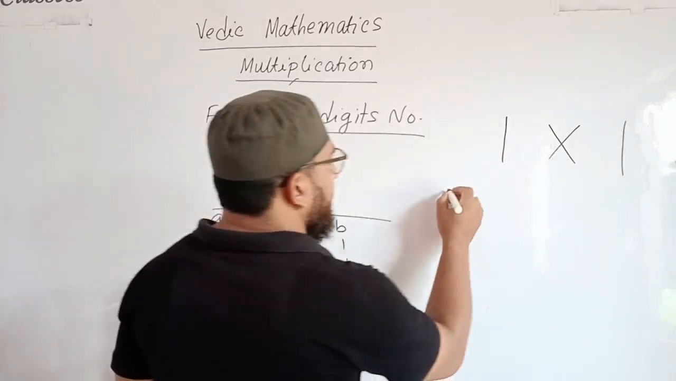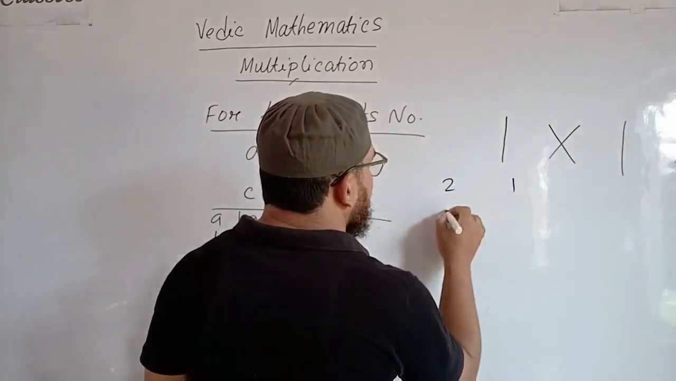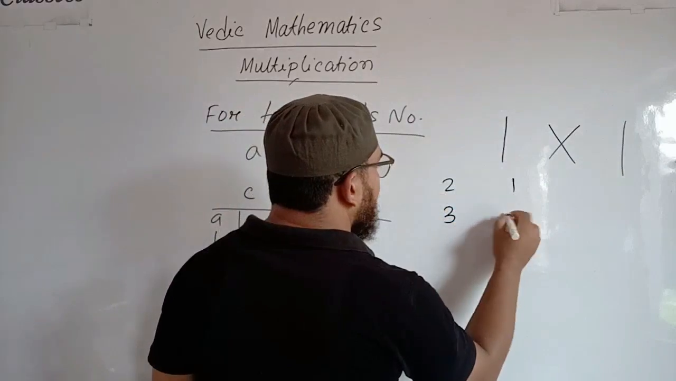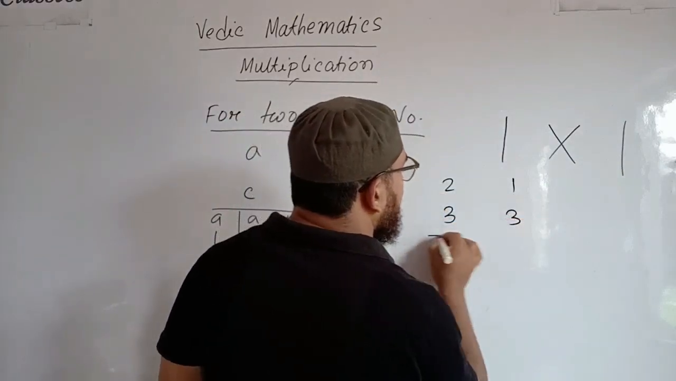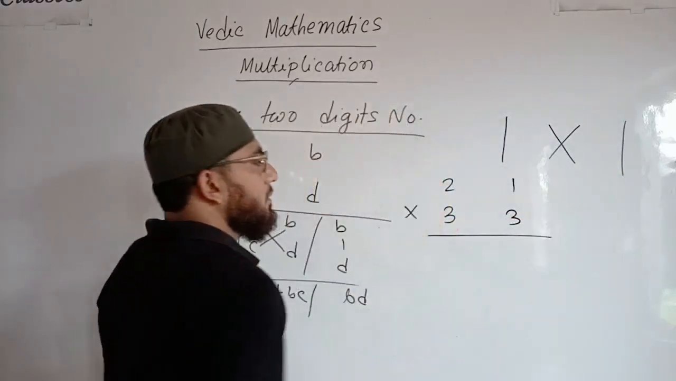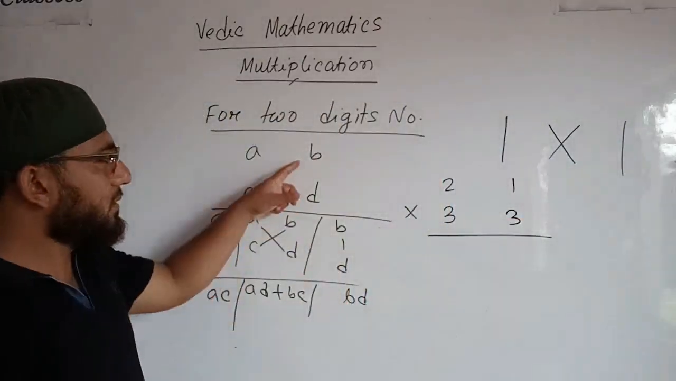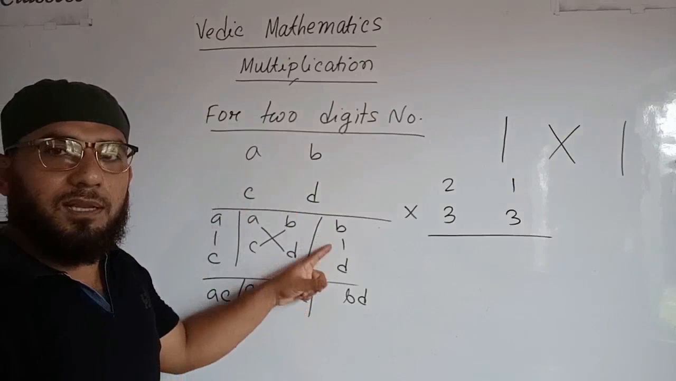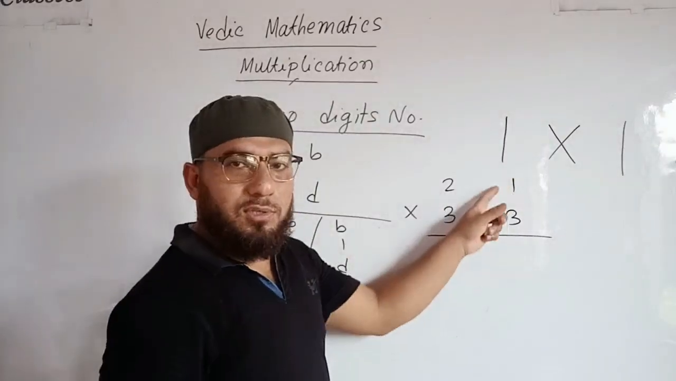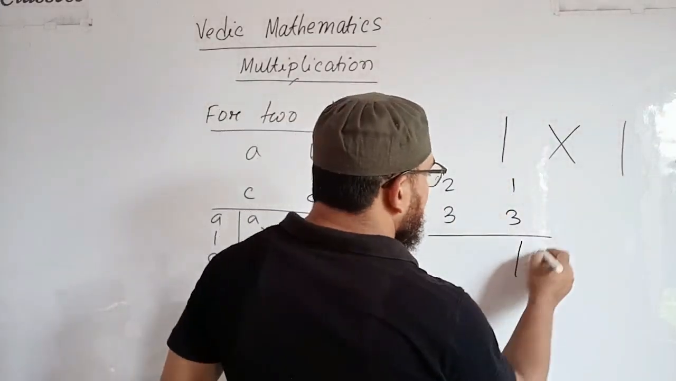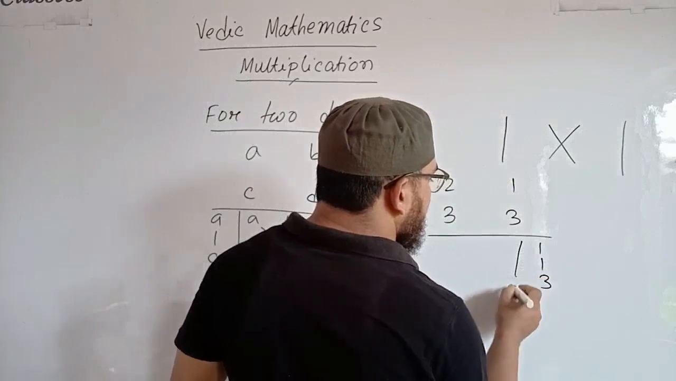So take one example. Say you have this number. So first one is vertical multiplication, that is B into D, last one. So that is 1 into 3. So that is, I am writing here the same way.